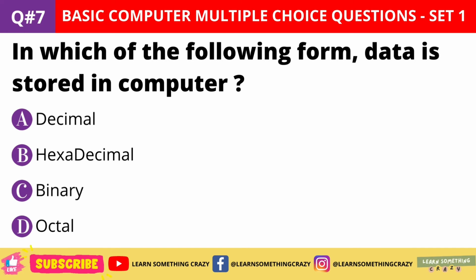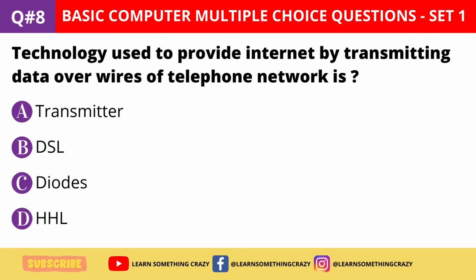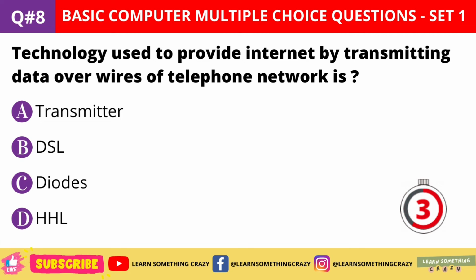In which of the following forms is data stored in a computer? Correct answer is C. Binary. Technology used to provide internet by transmitting data over wires of the telephone network is... Correct answer is B. DSL.